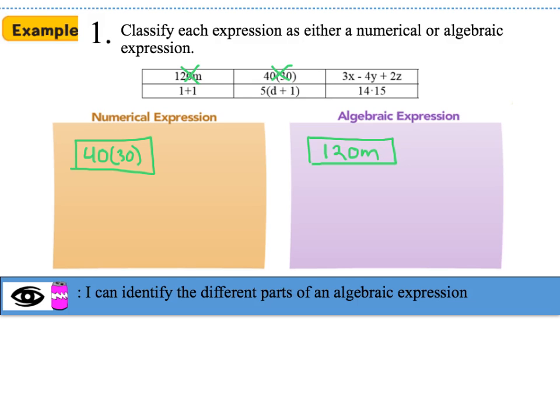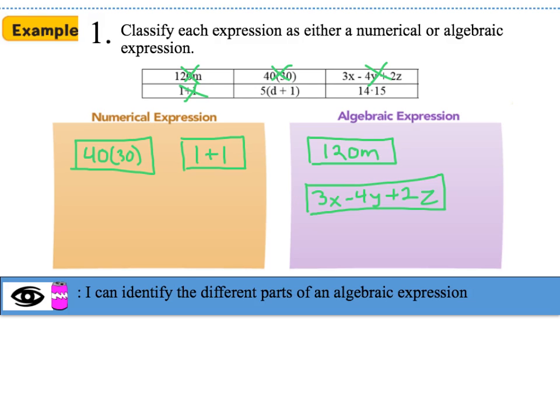The next one I'm going to go ahead and look at is the tile that says 3x minus 4y plus 2z. I know that that is an algebraic expression because there are letters in this expression. So 3x minus 4y plus 2z, this tile will go in the algebraic expression column, and let's cross that out once we use it. The next one, 1 plus 1, well, there's no variables there, so I know that this is a numerical expression, so this is 1 plus 1 in the numerical expression box.